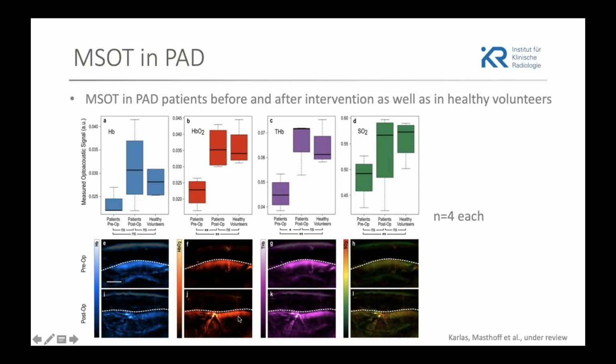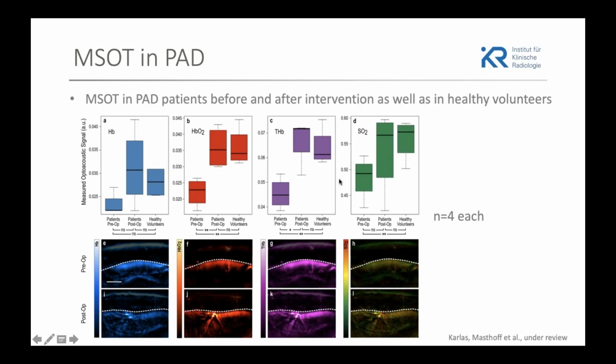The next step was to go to patients, and that's where we collaborated here with Angelos Kalas in München. In this pilot study, again, 4 patients pre and post operation were compared to healthy volunteers. As you see, there was not a significant, just a trend here from pre to post operation in the deoxygenated hemoglobin, but in the oxygenated hemoglobin, you had a significant change from pre-operation to post-operation situation in the affected tissue after treating the underlying stenosis in these patients.